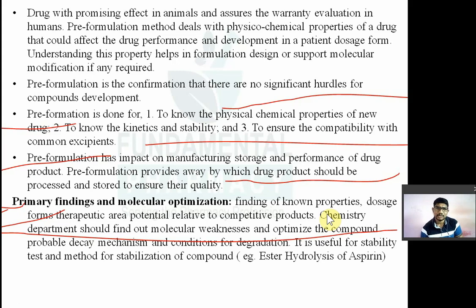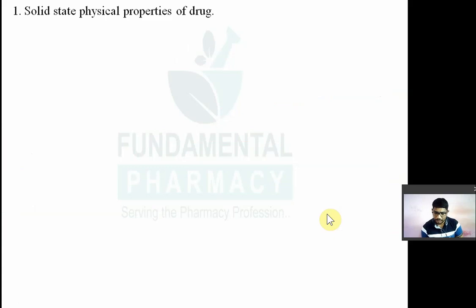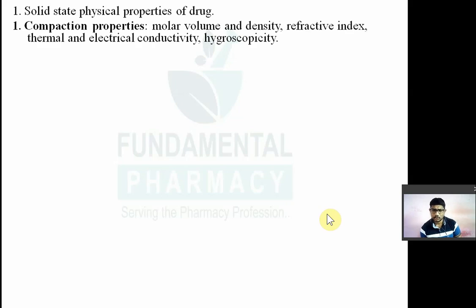Again, this formulation step is nothing but a confirmation that there is no significant hurdle for formulation. Then first we have to study the solid state physical properties of the drug, whatever newly developed or newly identified drug is there. In that you have different properties like compaction properties: the molecular volume of the drug, its density, refractive index, thermal and electrical conductivity, and hygroscopicity. So molar volume, density, refractive index, thermal and electrical conductivity, and hygroscopicity come under the compaction properties.